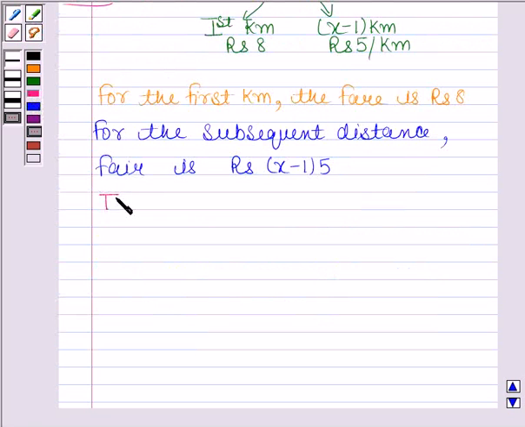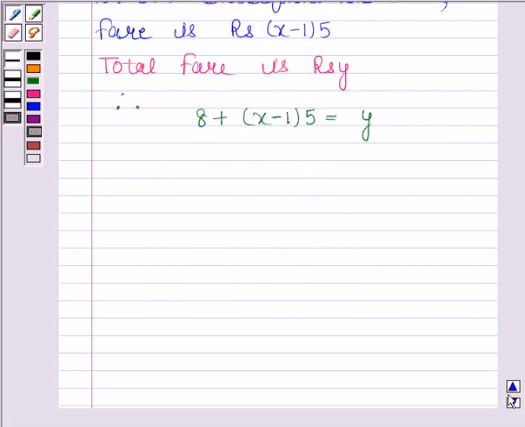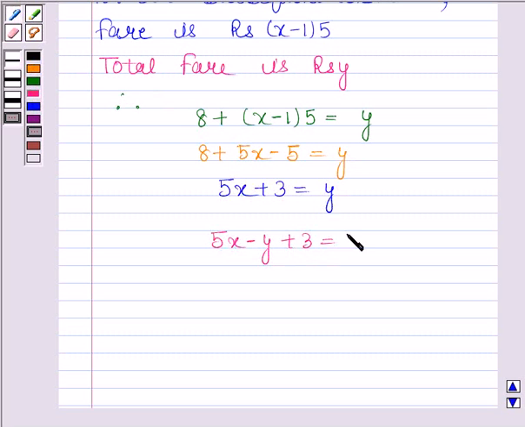It is given that total fare is Rs. Y. Now this means fare for the first kilometer plus fare for the subsequent distance is equal to Rs. Y. Therefore, 8 plus x minus 1 into 5 is equal to y, and this implies 8 plus 5x minus 5 is equal to y, and this implies 5x plus 3 is equal to y, and this implies 5x minus y plus 3 is equal to 0. This is the required linear equation.